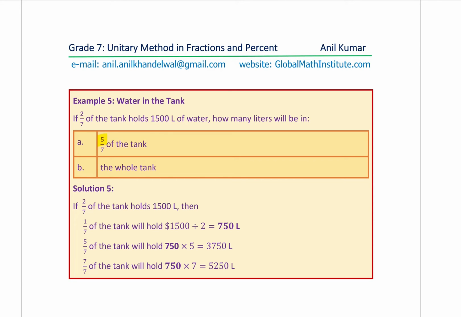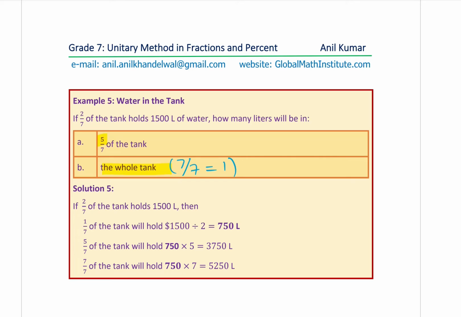You got the idea. So we'll find 1/7. We'll multiply by 5 to get 5/7. That is how we'll find it. Part B is the whole tank, means 7 out of 7, right? So when we say whole tank, it means 7 out of 7, means one whole, correct? So keep that in mind. Now you can pause the video, answer this question, and then look into my suggestions.